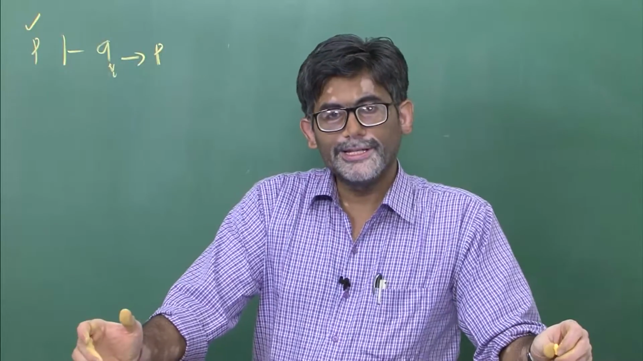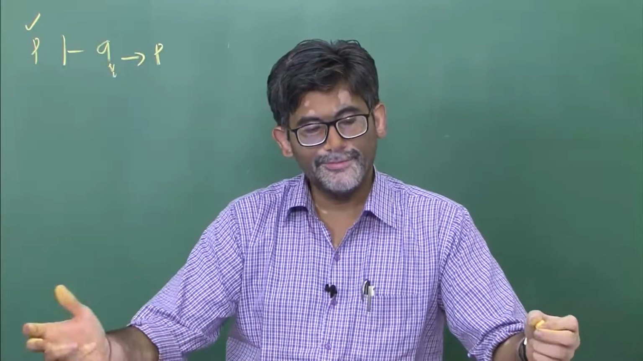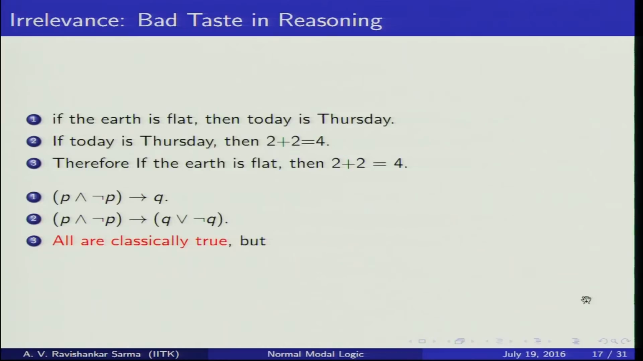There are other problems with respect to this material implication. For example, if you state these things: if the earth is flat, then today is Thursday, and in the same way, if today is Thursday, then 2 plus 2 is equal to 4. There is no connection between the antecedent and the consequent here. So therefore, if the earth is flat, then 2 plus 2 is equal to 4. There is no connection between 2 plus 2 is equal to 4 and the earth is flat, etc.